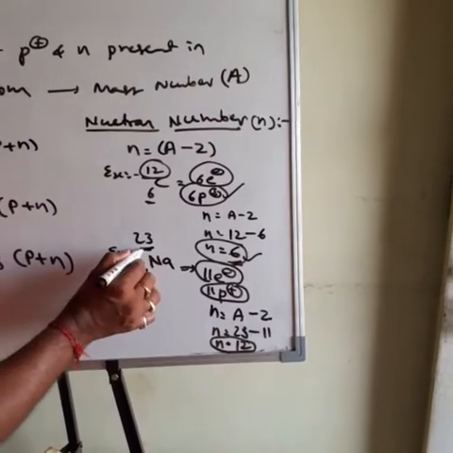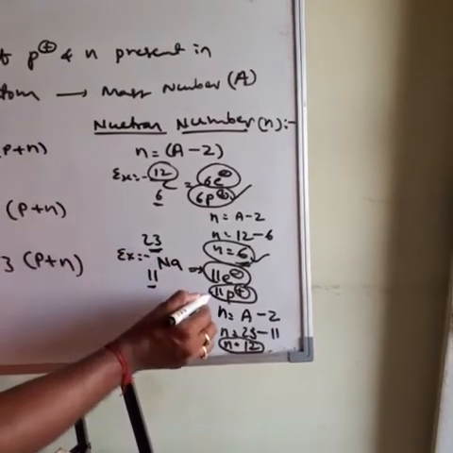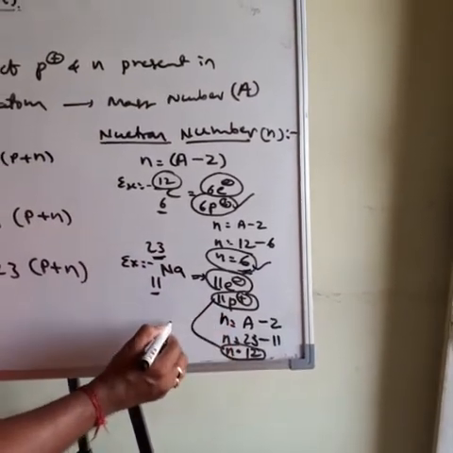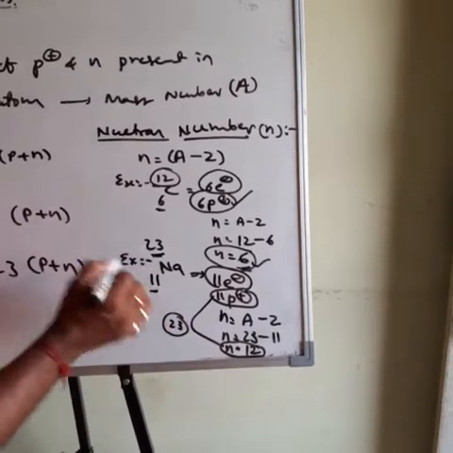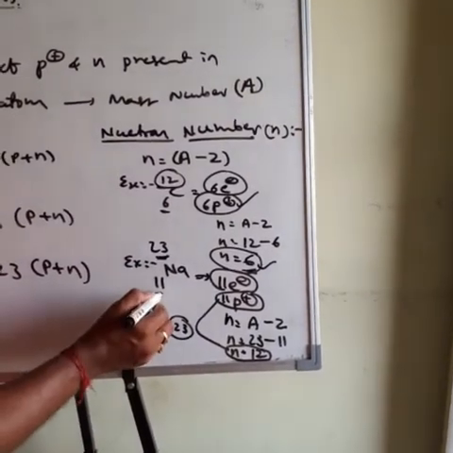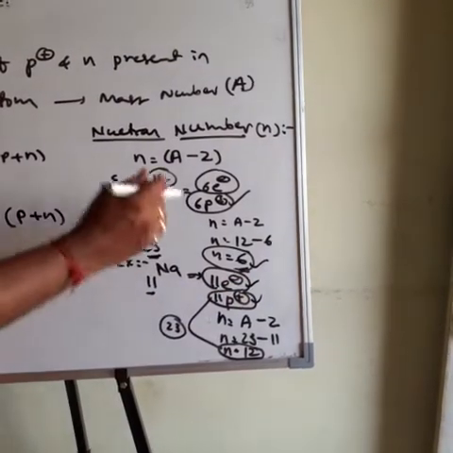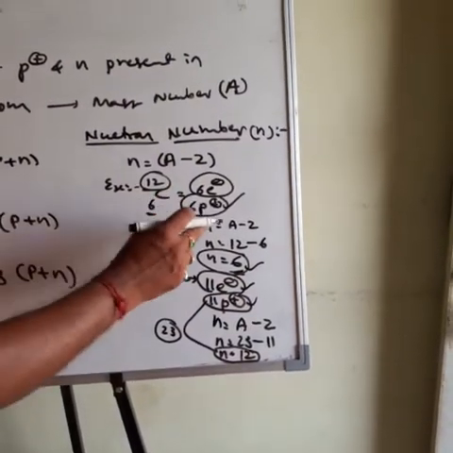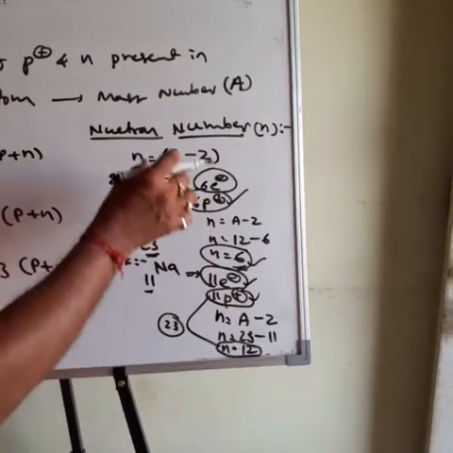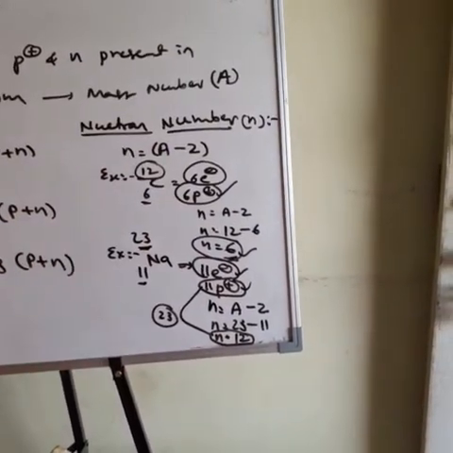Here the mass number is 23. What is the mass number? Proton number plus neutron number, 11 plus 12 is 23, so it is equal to the mass number. Then 11 is the atomic number, and atomic number equals the number of electrons or the number of protons. So like that we can identify the number of electrons, protons and neutrons in the atom.